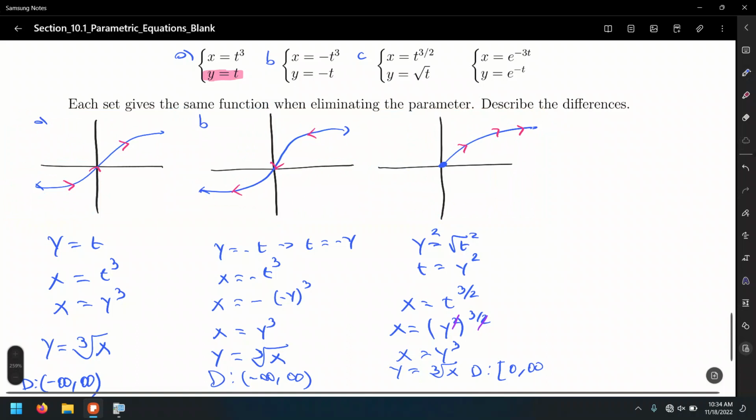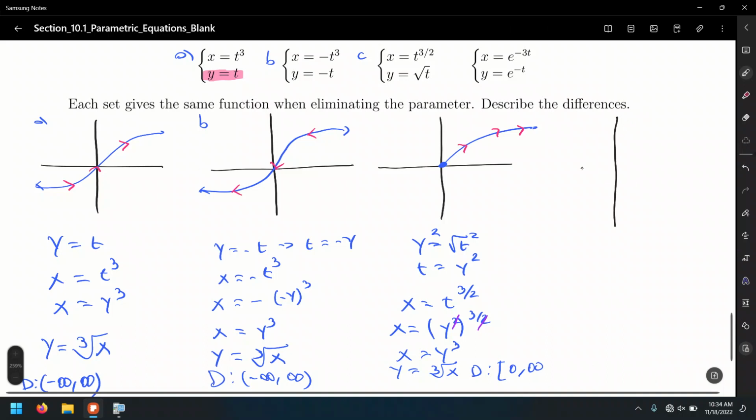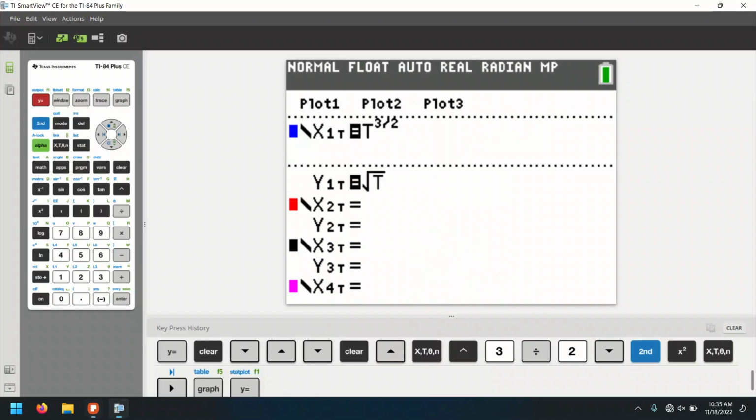Yes. Let's do the fourth case, the last case. E to the negative 3t, e to the negative t. Well, the parametric equations here look totally different than what we have in the previous case. I mean, we have other transcendental functions, no longer polynomial functions or radical functions like in the third case. So let's see what's going to happen this time.